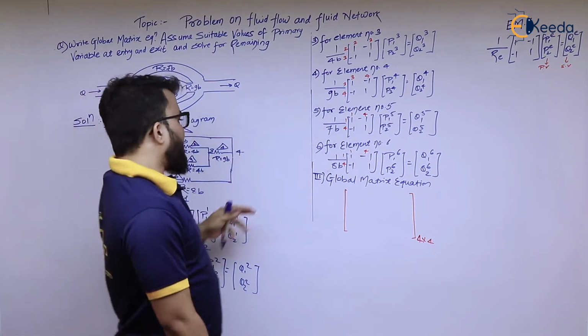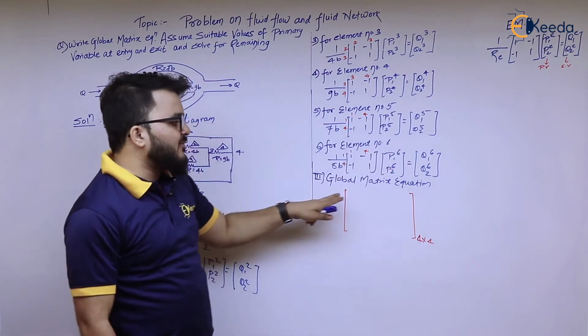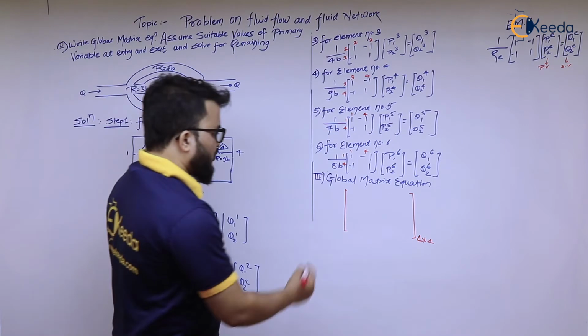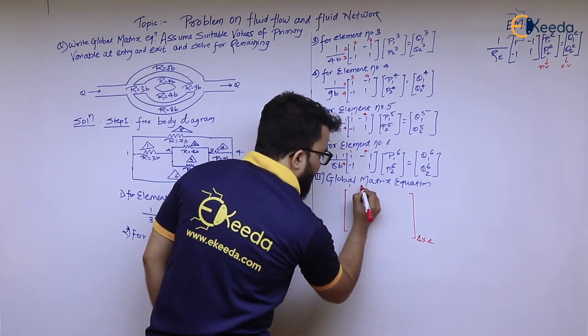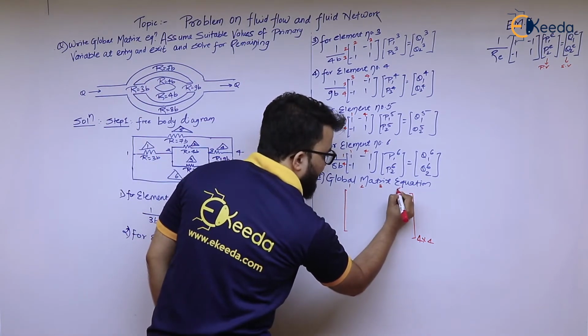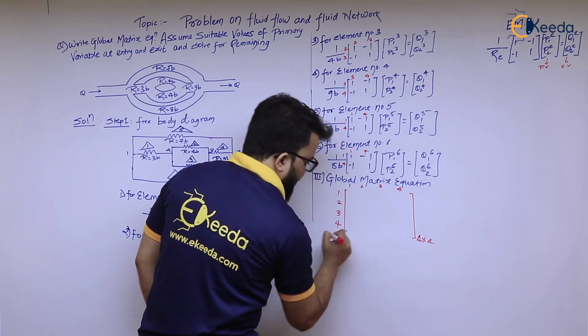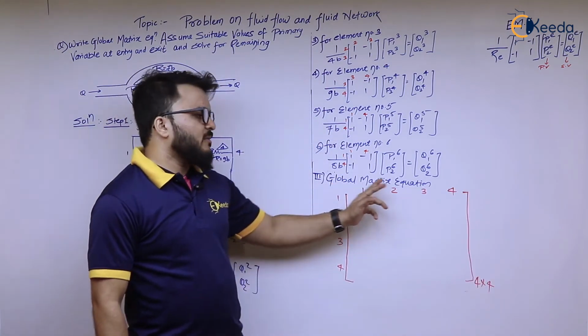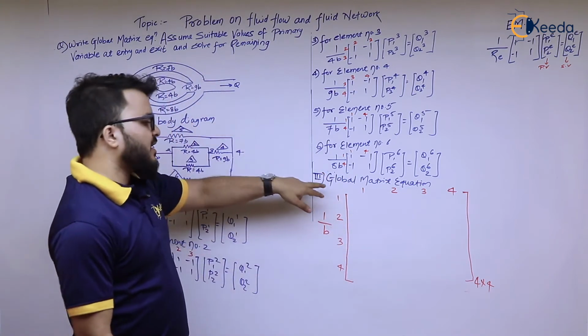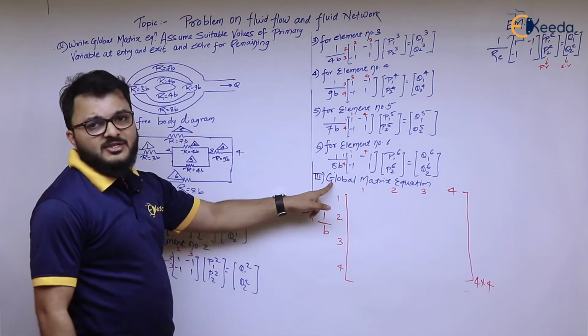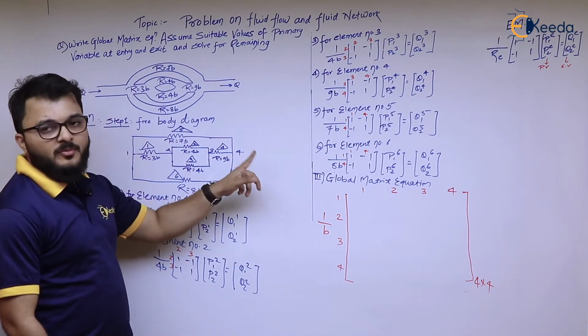So now I will consolidate all this data and form the global matrix equation. First we will number it 1 2 3 4, 1 2 3 4. Now we'll start the global matrix equation. How can I decide the global matrix equation order? The global matrix equation order totally depends on the number of nodes.